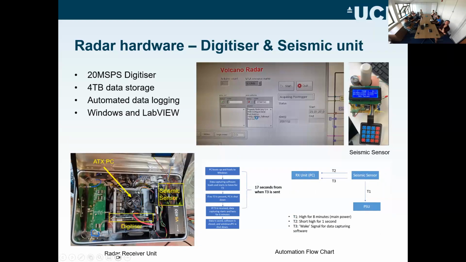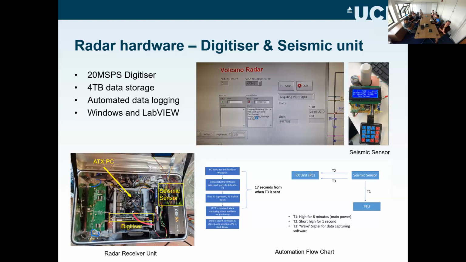The digitizer unit and the seismic unit are also placed in the receive unit. We are using a 20 megasample digitizer by a company called Spectrum Instruments. It's a PCI Express interface, so it speeds up the data transfer, which is really good, and it has a really high sampling frequency. We've got about 4 terabytes of storage capacity on board, and at the time we reckoned with the data that we get, it should last us about a few months. It's about 6 or 7 months, which was plenty of data to go around.